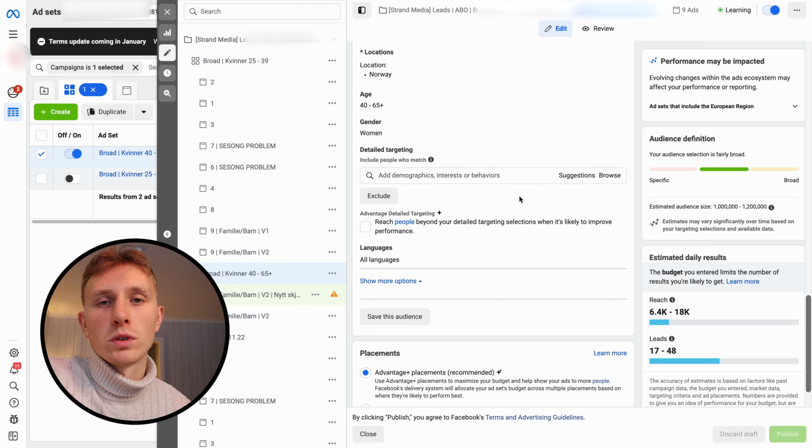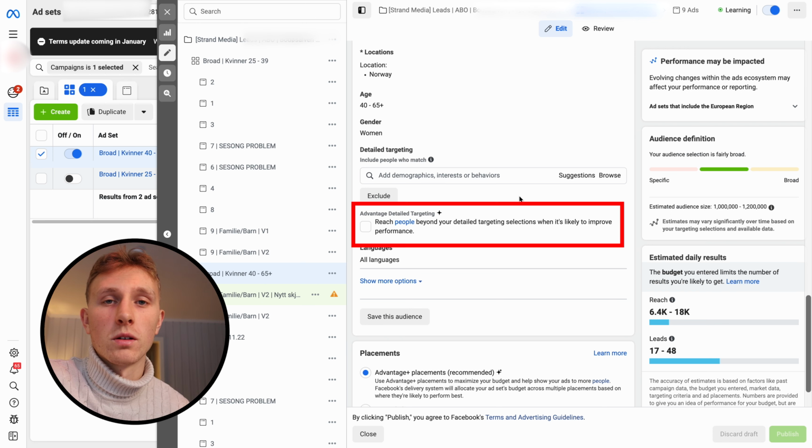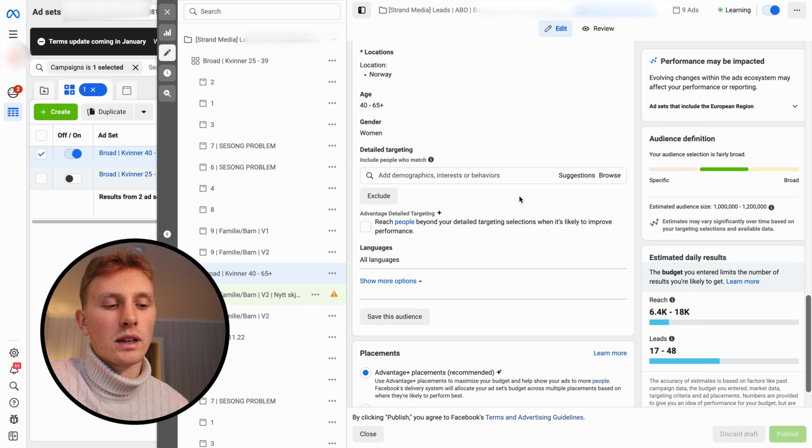So the 3 different things that we usually do when we are experiencing ad fatigue and we want to bypass that issue is, number 1, the easiest, is obviously just to broaden out the audience. So if you are targeting a specific audience based on an interest, you could tick off the advantage detailed targeting option, and by doing that you will allow Facebook to go beyond what interest you put into the audience. So if you are experiencing ad fatigue, that's one thing you could do.